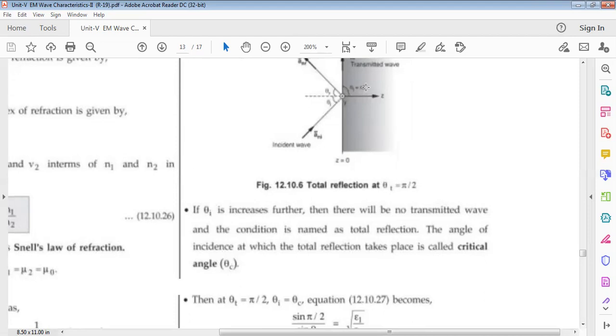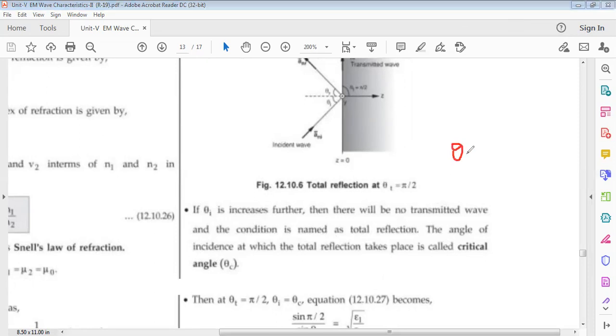And this transmission also changes to 90 degrees with a change of theta I. There is no transmission here. If theta I increases further, there will be no transmitted wave, and the condition is named total reflection. The angle of incidence at which total reflection takes place is called the critical angle, theta C.